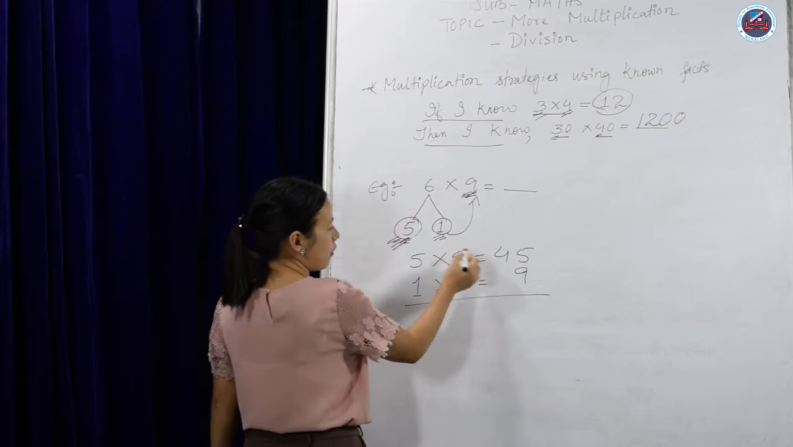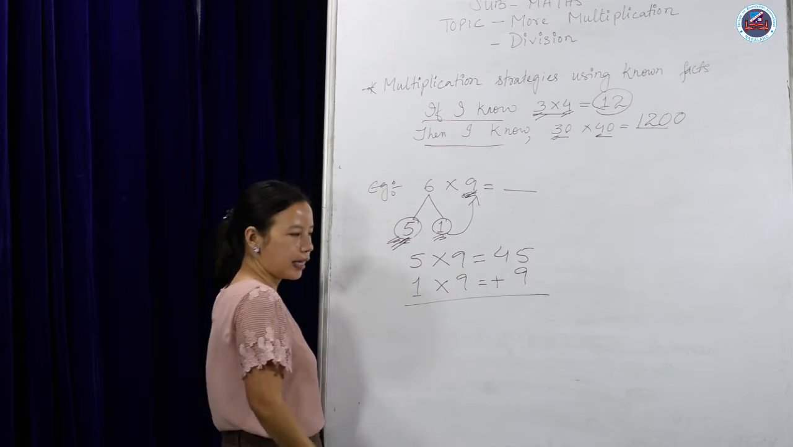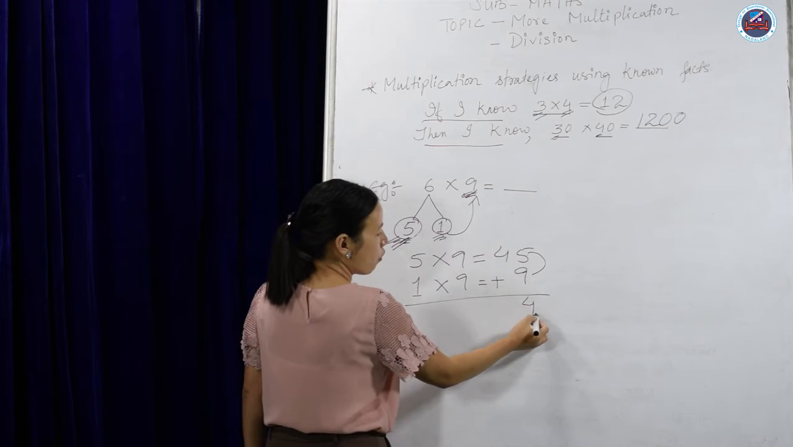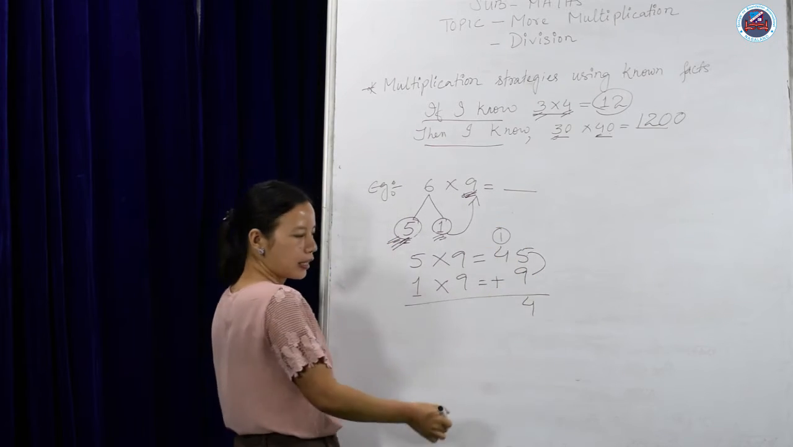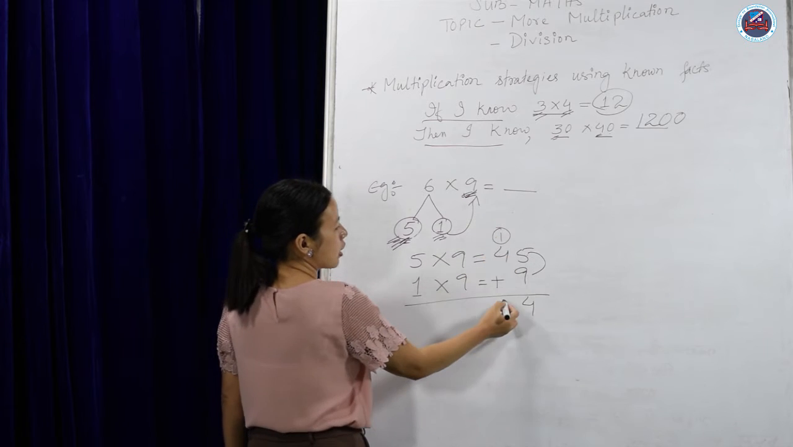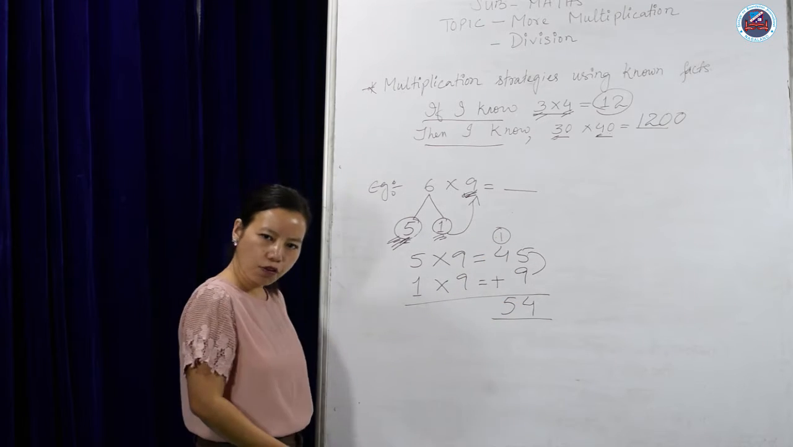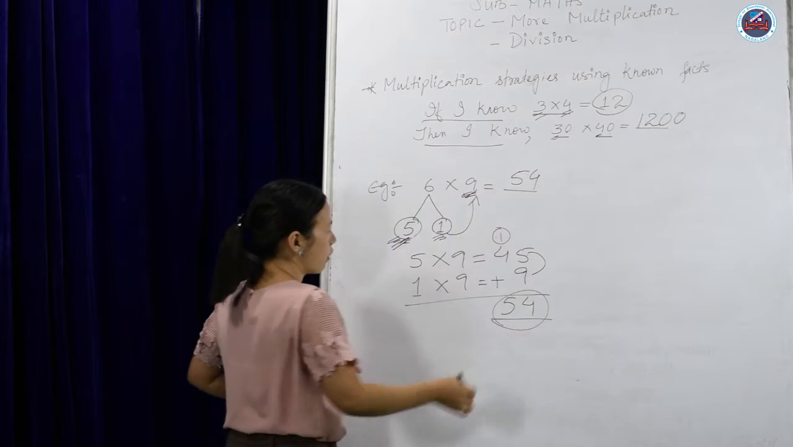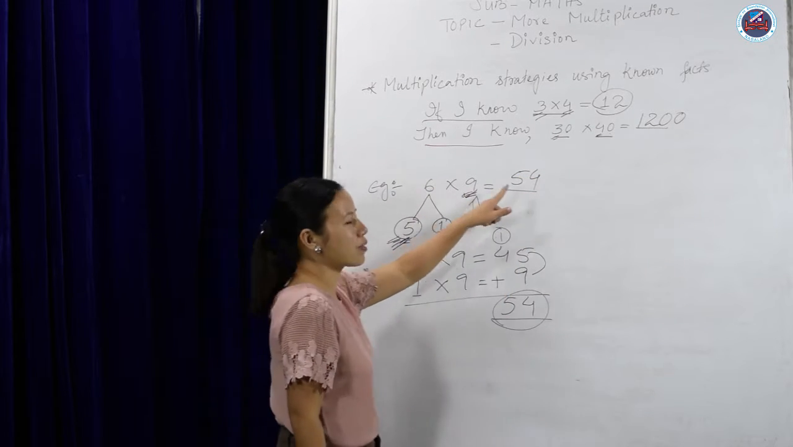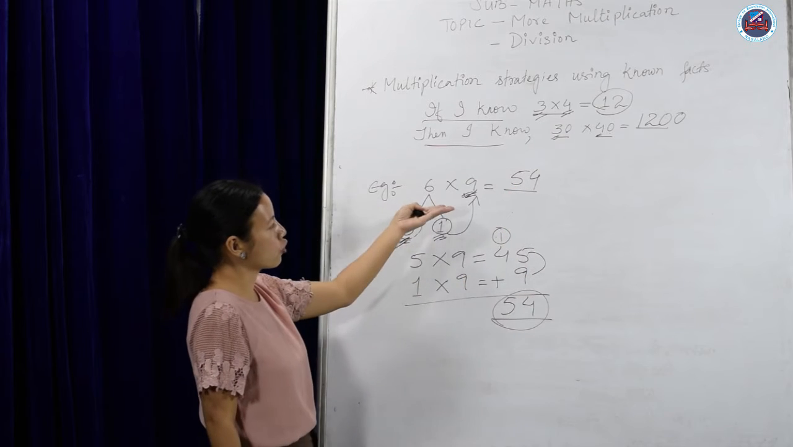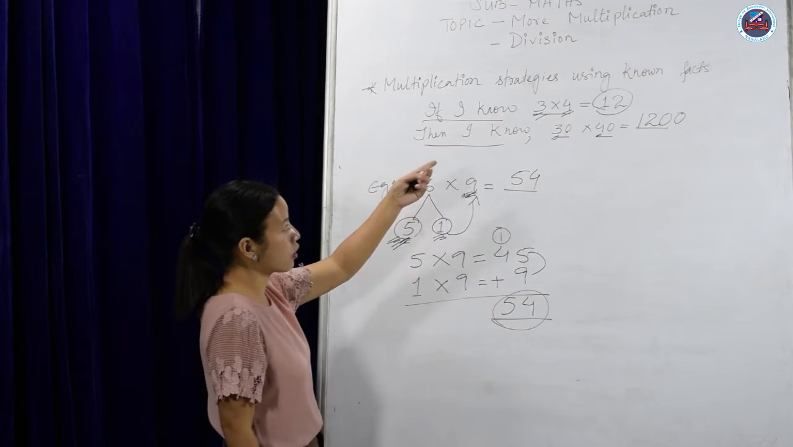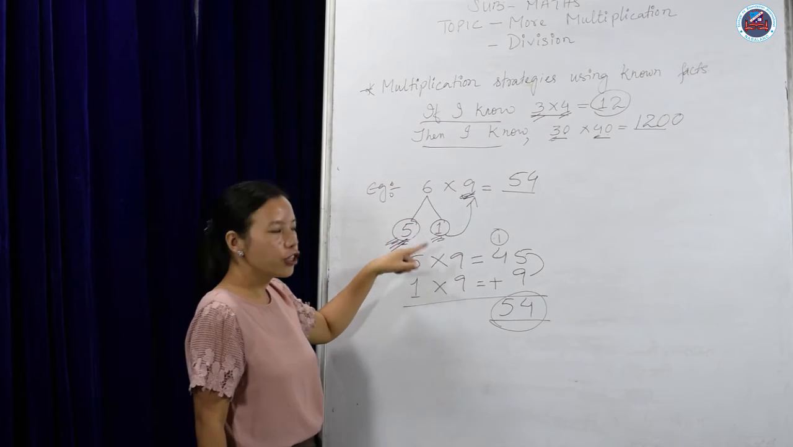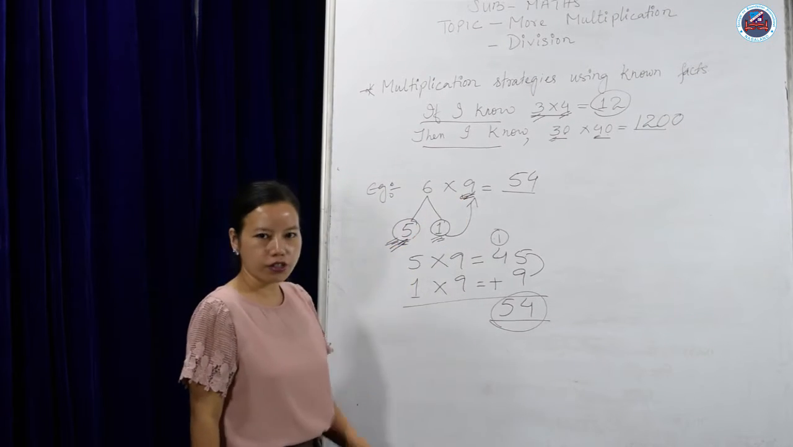After we multiply, what we have to do is add. So 45 and 9 makes 54. So I got 54, that means 6 times 9 is 54. If we read the table of 6, we get 6 times 9 is 54, right? So whenever you're not sure of the answer, we can do it this way, that is by using the known fact strategy, breaking the number into smaller numbers to make the problem easier to get the answer, right?